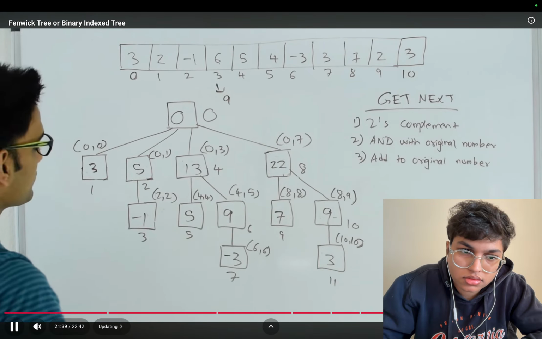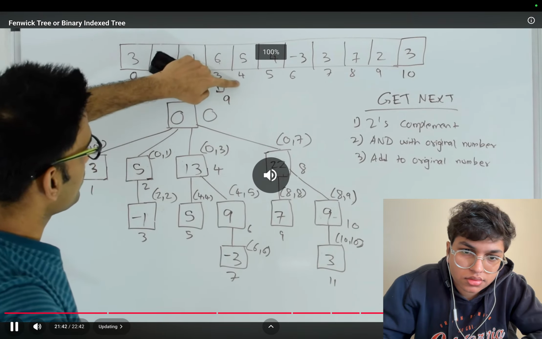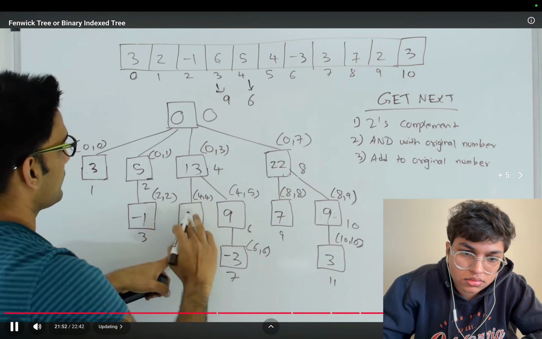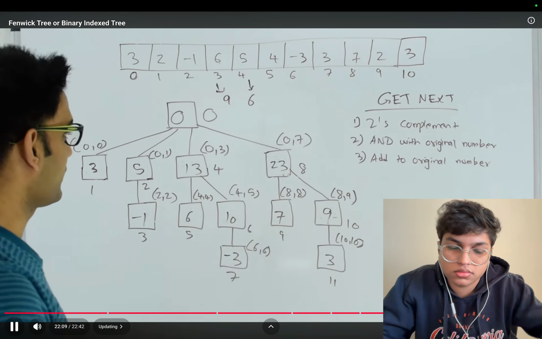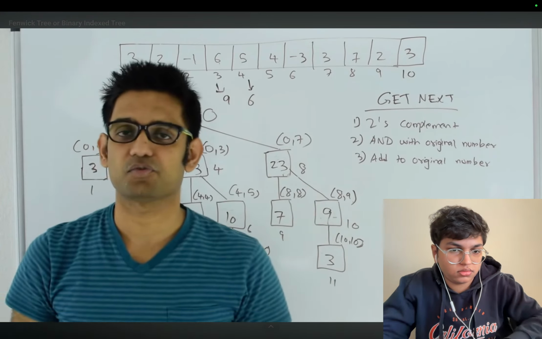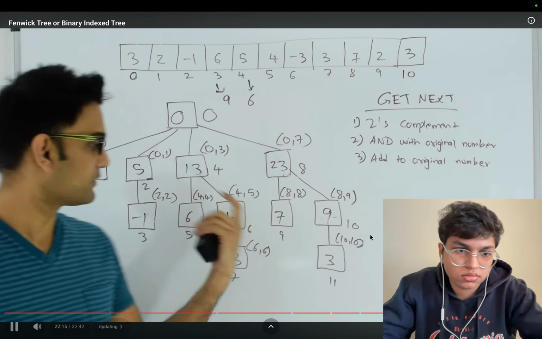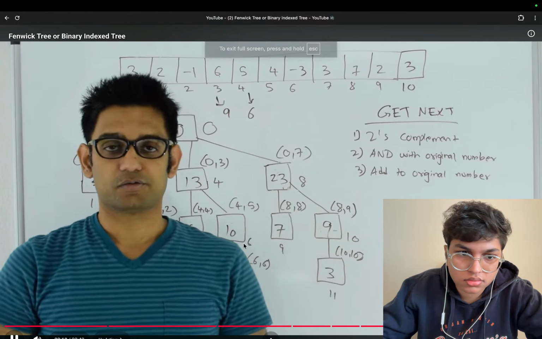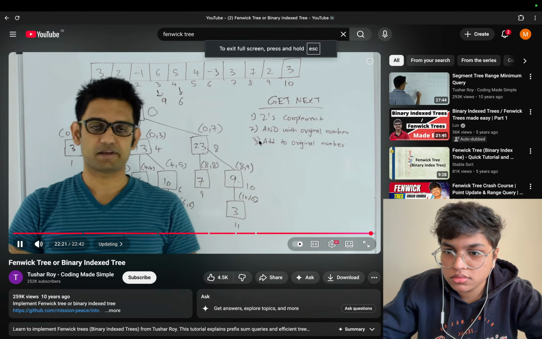Let's try another number. Let's try to update 4. So we go to 4, so this becomes 10 in the range of the binary index tree. As you can see, the amount of time it takes to update any value in this binary index tree is O of log n. So this is all I have to talk about the Fenwick tree or the binary index tree.